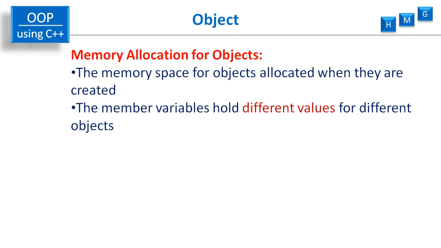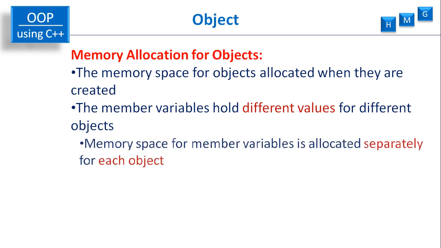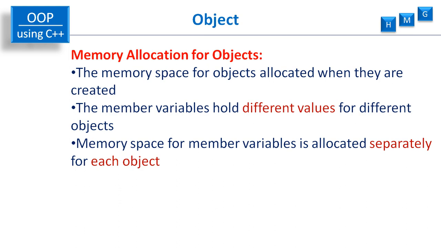So every object has a different set of variables or data members, and they hold different values for different objects. So memory space for member variables is allocated separately for each object. Actually, the memory is allocated to the variables, and combined it is allocated to the object. For every object a separate memory space is allocated.